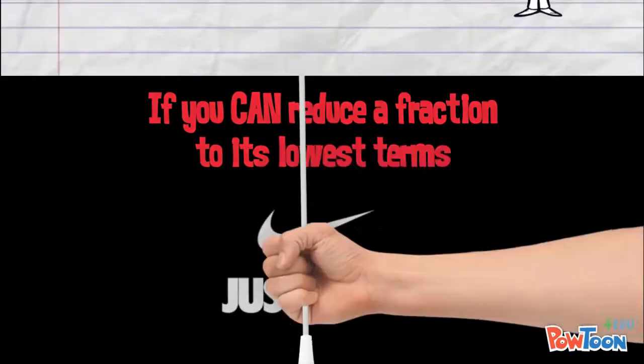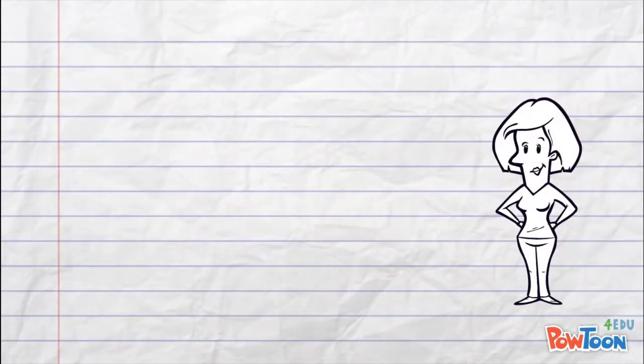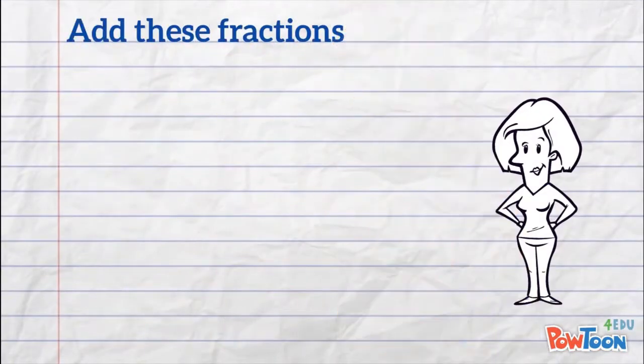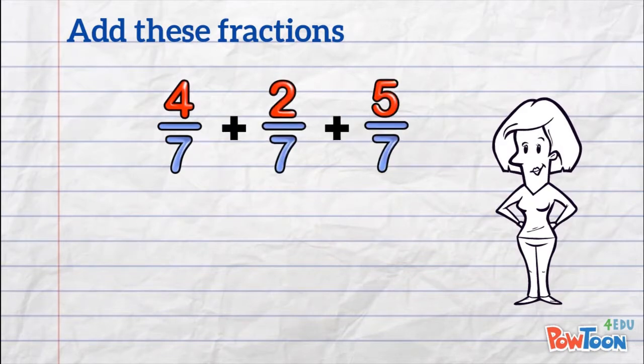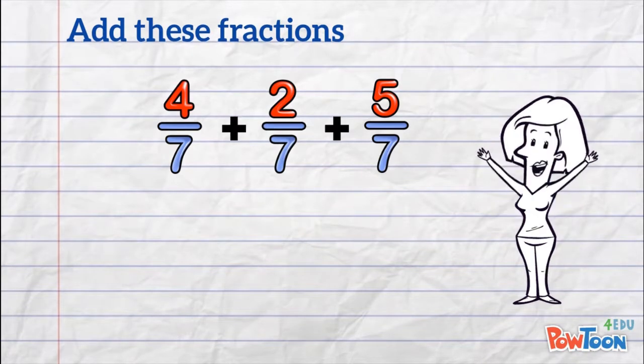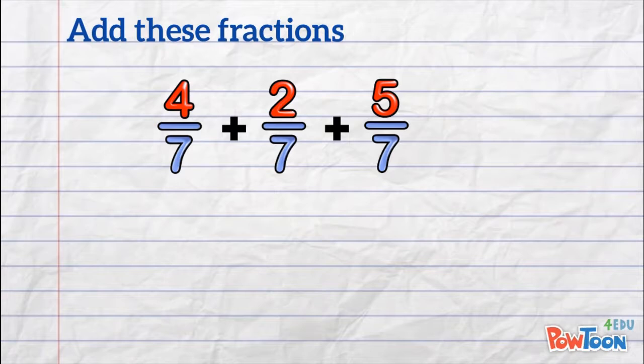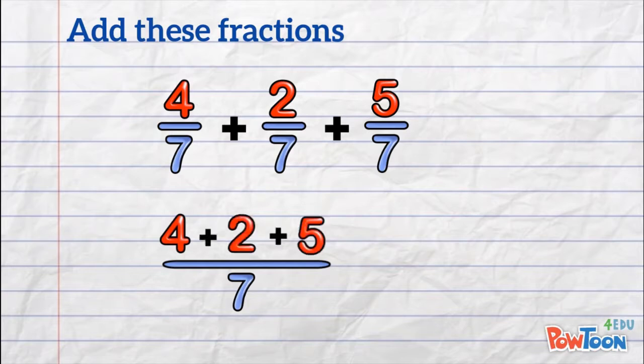And you may be asked to add more than 2 fractions together, like this. 4/7 plus 2/7 plus 5/7. Here's a quick way of laying this out so you don't make any mistakes. And I use this myself all the time. I have a common denominator of 7, so I know my answer will be something over 7. I'm going to extend the fraction bar. Then I write in my numerators over the top. 4 plus 2 plus 5.